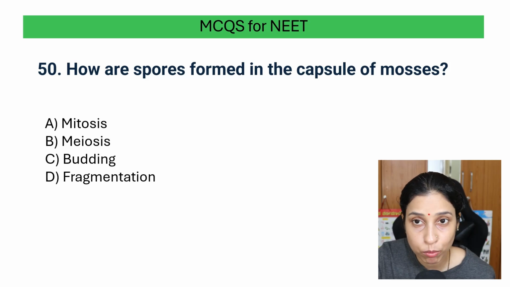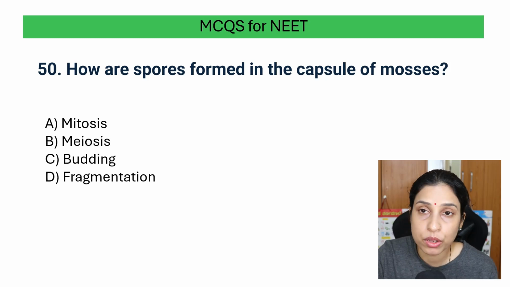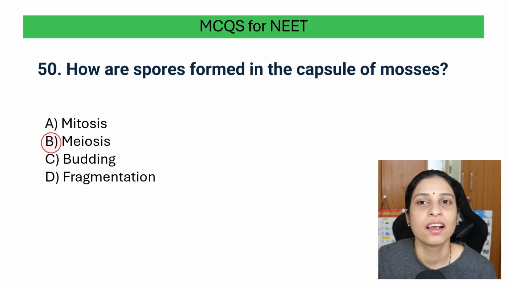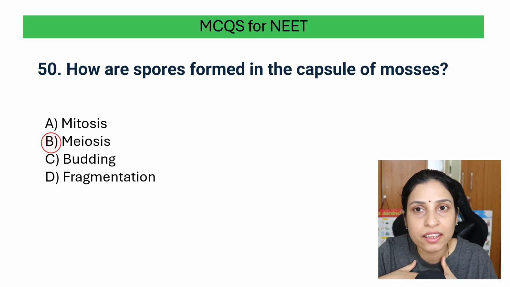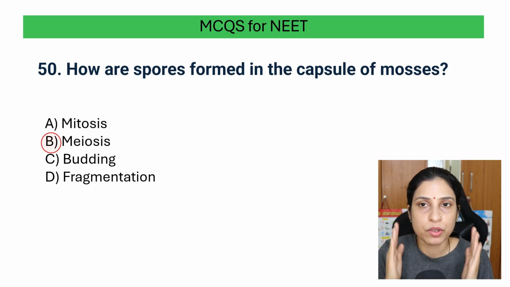In mosses, spores are formed by mitosis, meiosis, budding, fragmentation? The answer is meiosis. After meiosis only, the spores form. In the sporophyte stage, before spore formation, it should undergo meiosis because we need haploid spores. Haploid spores are the first cell of the gametophyte. So, it should undergo meiosis.